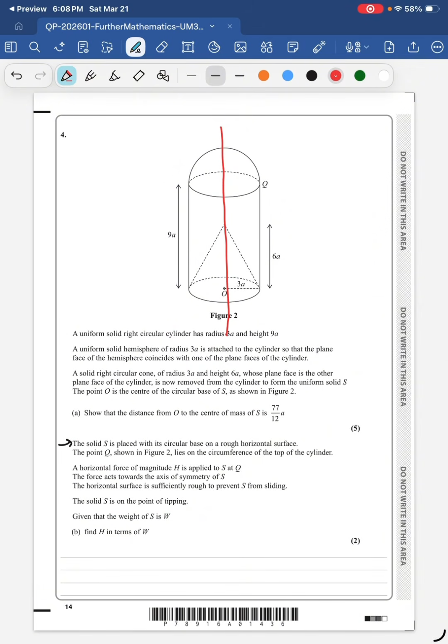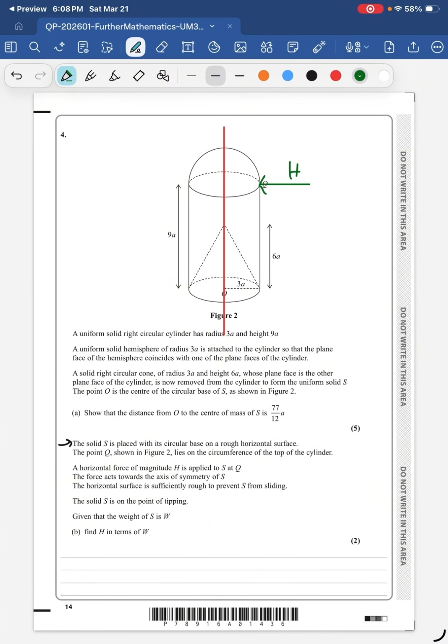So that's the axis, and this is the force they mention. This is H. The horizontal surface is sufficiently rough to prevent S from sliding. The solid S is on the point of tipping. Given that the weight of S is W, find H in terms of W.